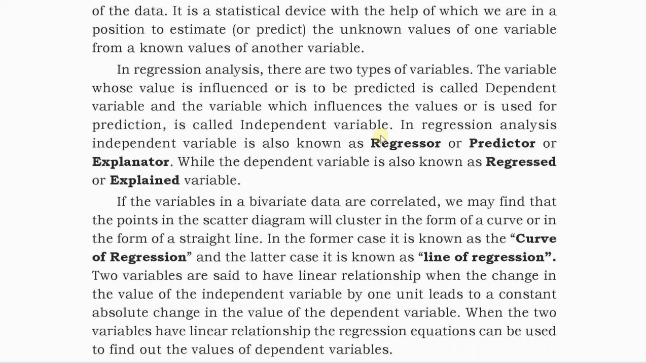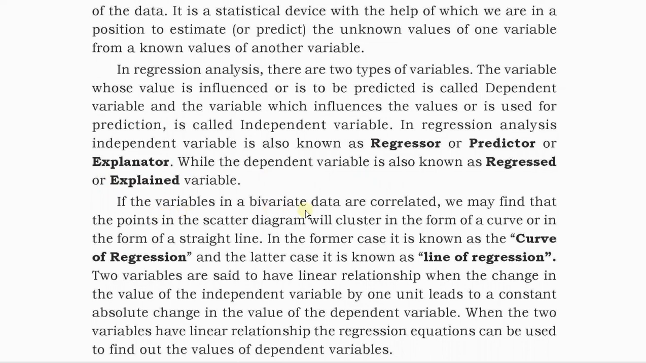So the one variable whose value you already know is called the regressor or the predictor. While the dependent variable is also known as the regressed or explained variable. The variable whose value you are estimating will be called the regressed or explained variable.